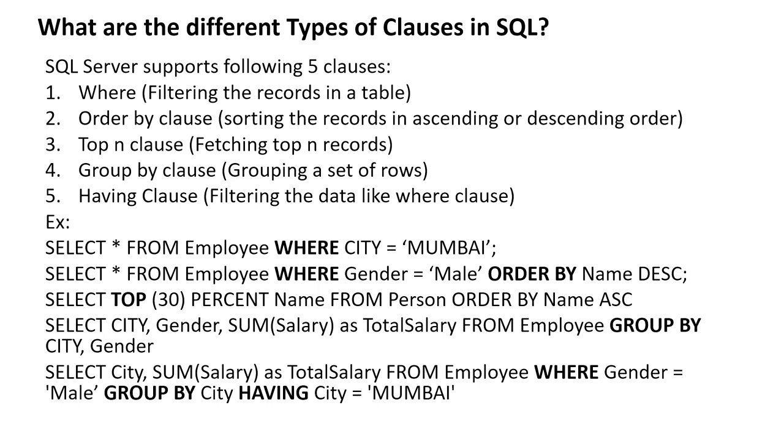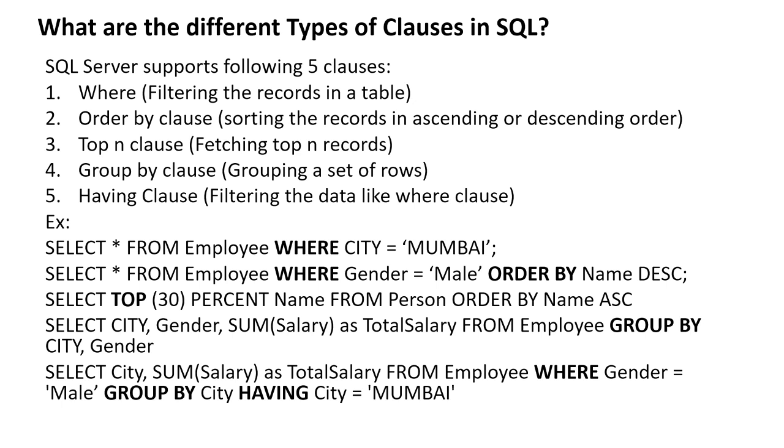What are the different types of clauses in SQL? SQL Server supports the following 5 clauses. Where clause basically filters the records in a table. Order by clause is used for sorting the records in ascending or descending order. Top clause is used to fetch the top n records from a table. Group by clause is generally used for grouping a set of rows. Having clause filters the data like the where clause.